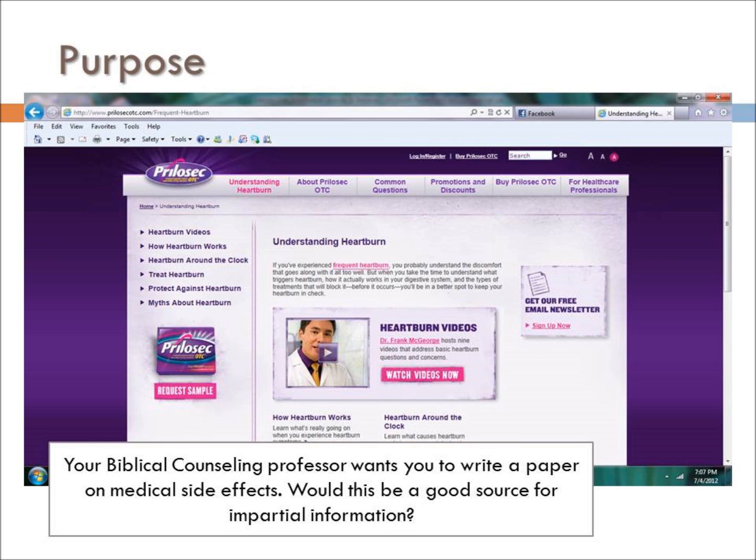Well, this is a commercial website for Prilosec, and it is an over-the-counter heartburn medication, and the purpose of this website is to try to get you to buy Prilosec. So it's not going to be impartial because they want you to purchase their product. It would be better to look for a source that is just general information on medical side effects.